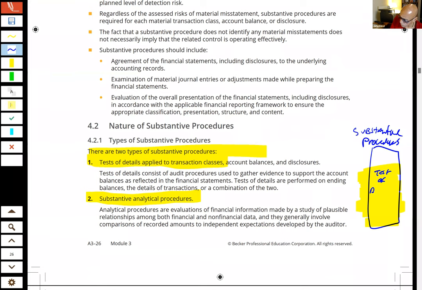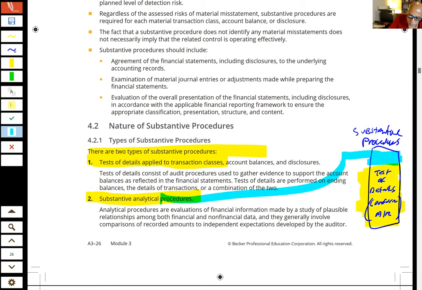For example, sending out confirmations for accounts receivable. That's going to be most of our substantive procedures, but we can do substantive analytic procedures. That's what I'm trying to articulate there. I'll call them analytical review procedures, ARP. And for some assertions, those analytical review procedures will work better for us.